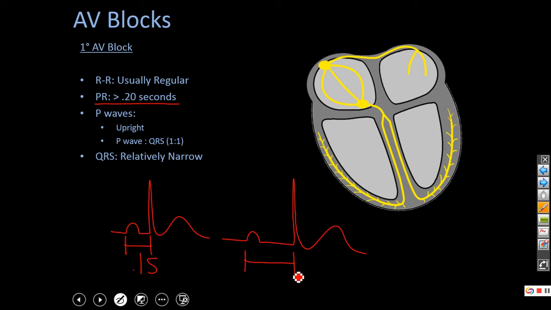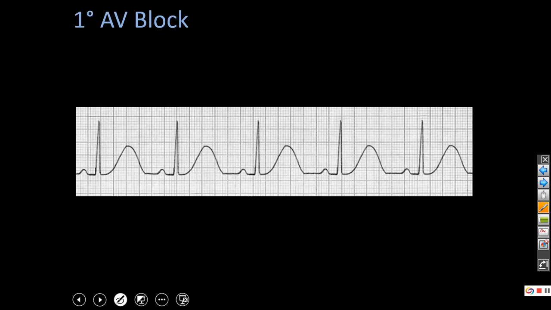Now you still have one AV conduction. There's still one P wave for every one QRS. Nothing's getting completely blocked. It's just your PR is longer than 0.20 seconds. The P waves are still expected to be upright, 1-to-1 ratio, and the QRSs are still relatively narrow. No change in the QRS because nothing's changing within the bundle branches. And that's first degree AV block.